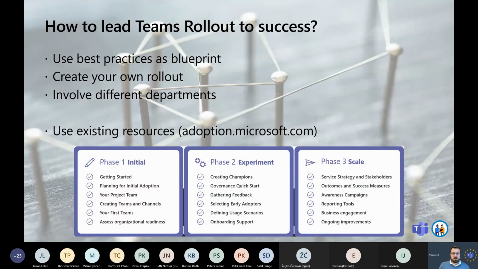How to lead a Teams rollout to success? As I mentioned before, you have to take a look into the best practices as a blueprint, not as the only way you have to do it. Create your own rollout, create your plan, create your personas, create your idea how to involve the different people. If you talk about a global environment, a global company, how to involve different time zones. You definitely get different work experiences when you have the headquarter in Germany, but someone in Australia has to use the same service. So there are some different requirements.